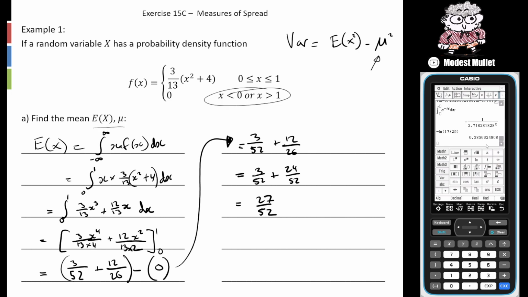Let's check on our CAS just quickly for the sake of brevity. 27 divided by 52, standard mode. No, that's as simple as the fraction can be. So that's our expected value, for whatever this distribution is representing, whatever scenario, that is our expected value.